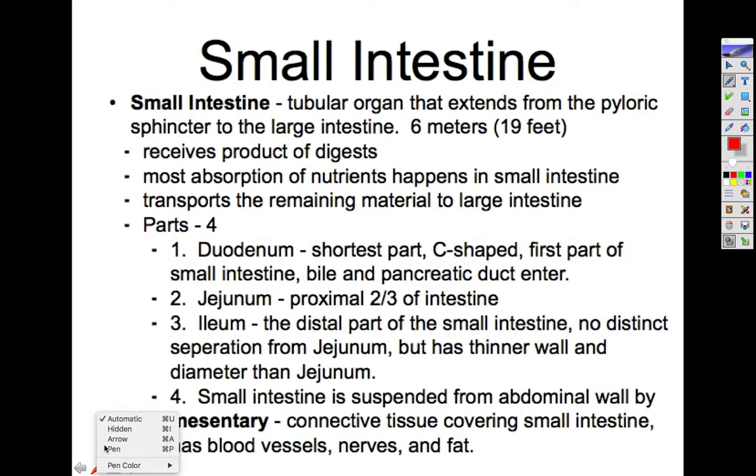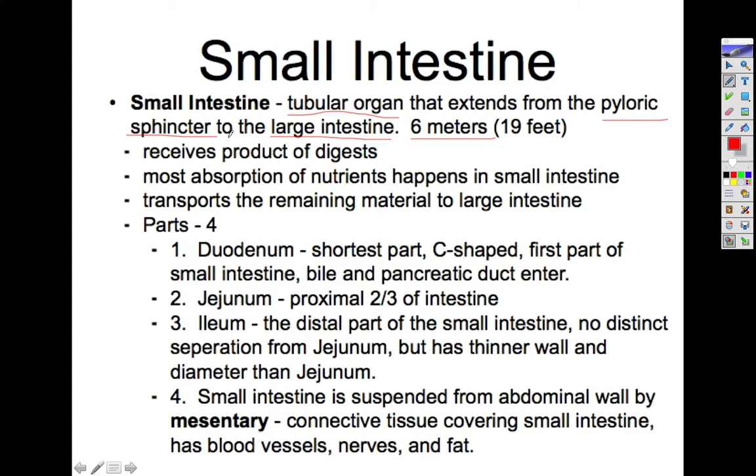So your small intestine is the organ that follows the stomach. It's a tubular organ. It extends from the pyloric sphincter. Remember that is the bottom sphincter of your stomach. Down the pyloric region, and then it goes all the way to the large intestine. Your small intestine is approximately 6 meters in length, which is equivalent to 19 feet for those that aren't good at metrics.